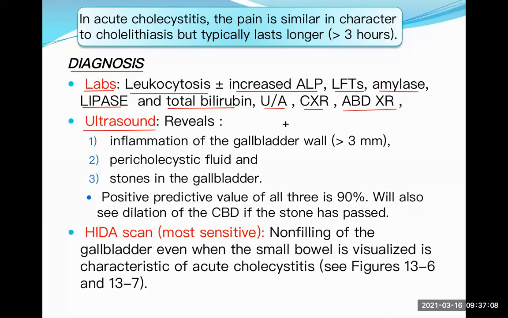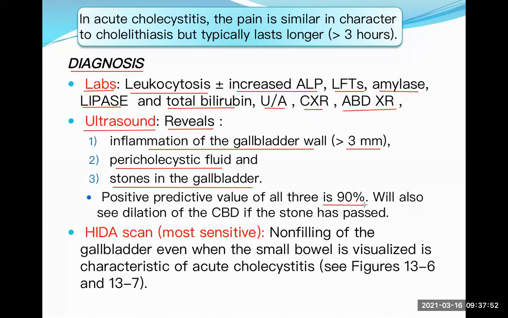Now, what about the ultrasound? What will ultrasound reveal to us? Ultrasound shows inflammation of the gallbladder wall, which is more than 3 millimeters, because there is inflammation. Inflammation means swelling of the gallbladder wall. In chronic cholecystitis, it's even thicker than this. There is a collection of pericholecystic fluid, again as a result of inflammation, and it is strongly associated with cholelithiasis, so there is usually a stone in the gallbladder. All of these things together will clinch the diagnosis. The positive predictive value of all these three is more than 90%.